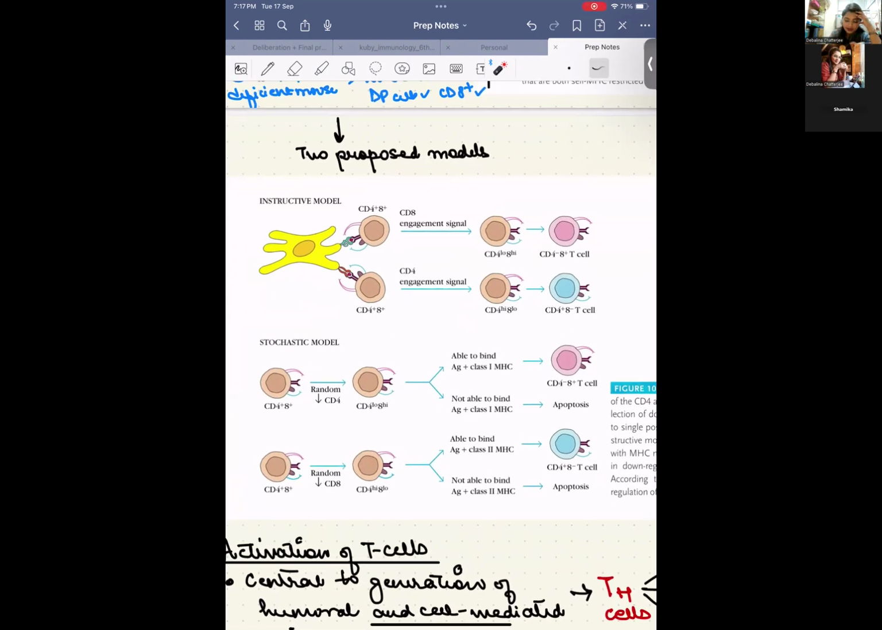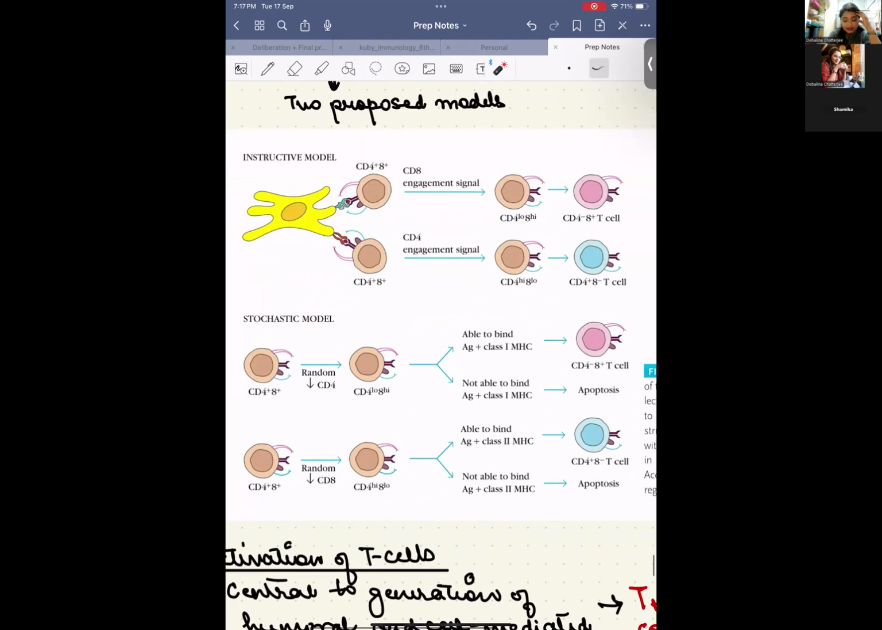On the other side, we have another proposed hypothesis to explain this, the stochastic model, where there is a random depletion of CD4 or CD8, right? So a double positive cell first undergoes a random event where either CD4 becomes low and CD8 becomes high, or randomly CD8 becomes low and CD4 becomes high.